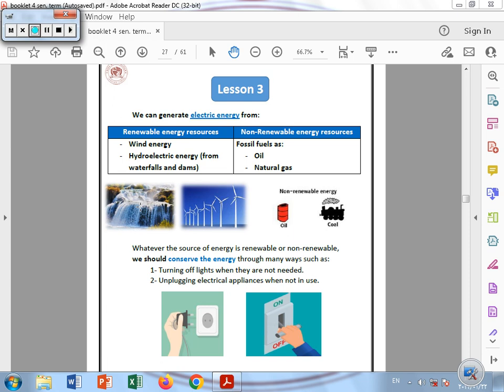Okay, and in the non-renewable energy resources we can use fossil fuels such as oil and natural gas inside the electric power stations to produce electricity, or to generate electricity.